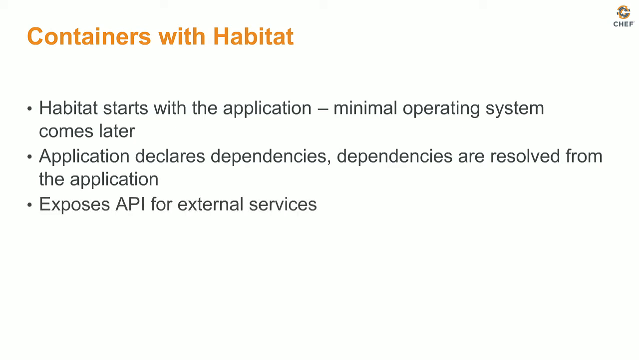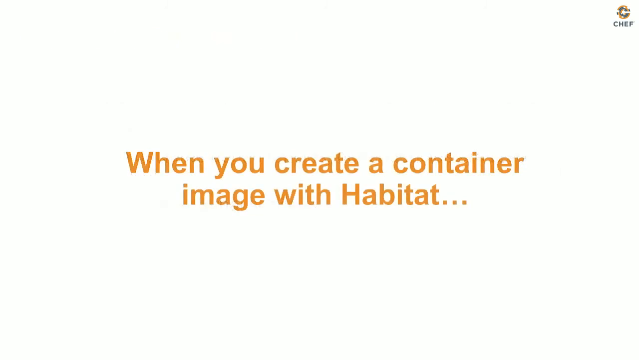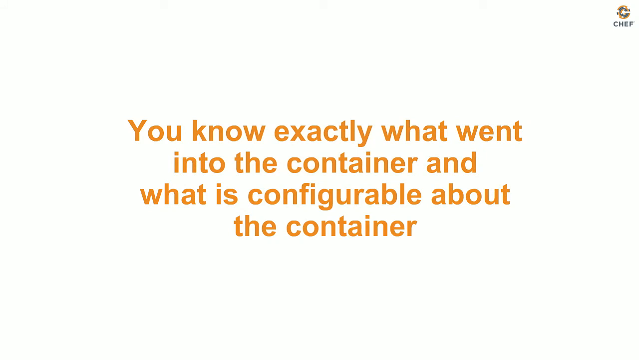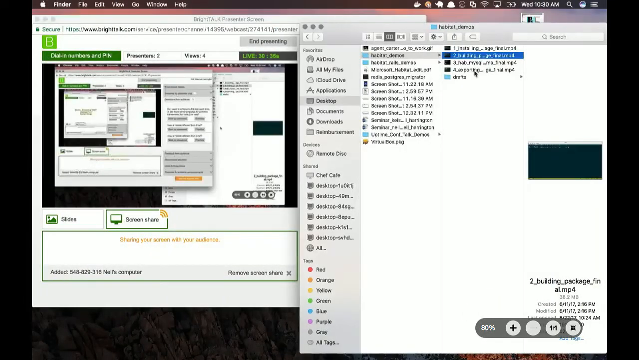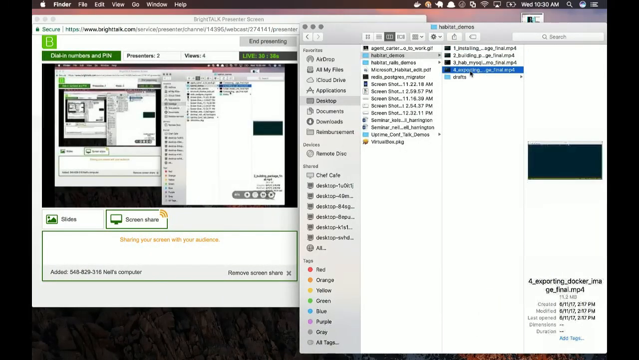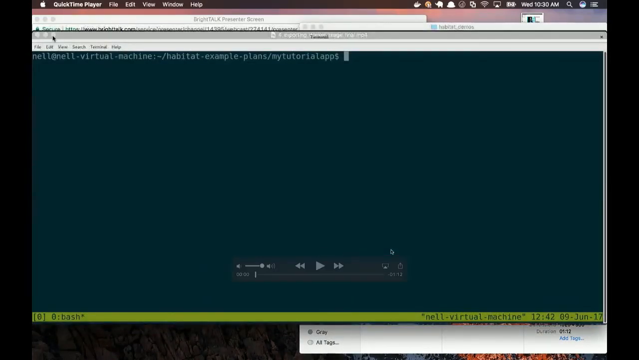And finally, we still have that exposed API for external services. We can still get information in and out of that application, even though it's running in a container, in the same way we would if it was running on a virtual machine or bare metal. So in summary, when you create a container image with Habitat, you know exactly what went into that container and exactly what is configurable about that container. And again, enough with the talking. Let's see an example of this in action. So again, I'm going to share my screen and then pull up the next demo.